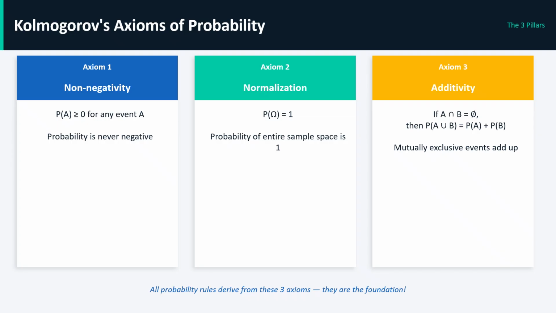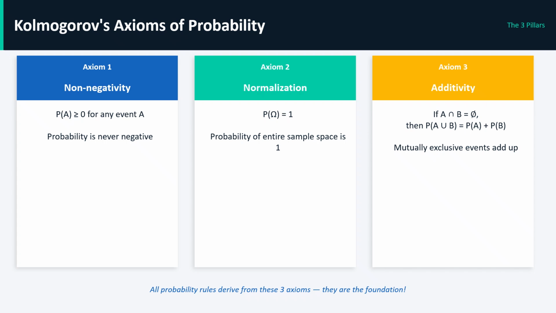Kolmogorov's axioms of probability. Axiom 1 is non-negativity. That is, probability of any event is always non-negative. That is, it can be 0 or positive. Normalization. That is the second axiom, normalization. Probability of a sample space is equal to 1.